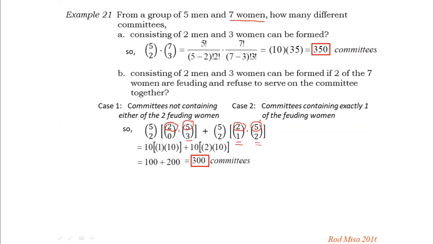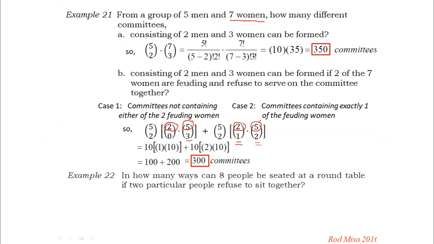So let's proceed to the last example here. In how many ways can 8 people be seated at a round table if 2 particular people refuse to sit together? Now remember that we are forming here a circular permutation. So this problem is a very tricky one because there will be 2 particular people who refuse to sit together. So there must be at least 1 person sandwiched between them. So this problem can be solved easily using the backdoor approach.